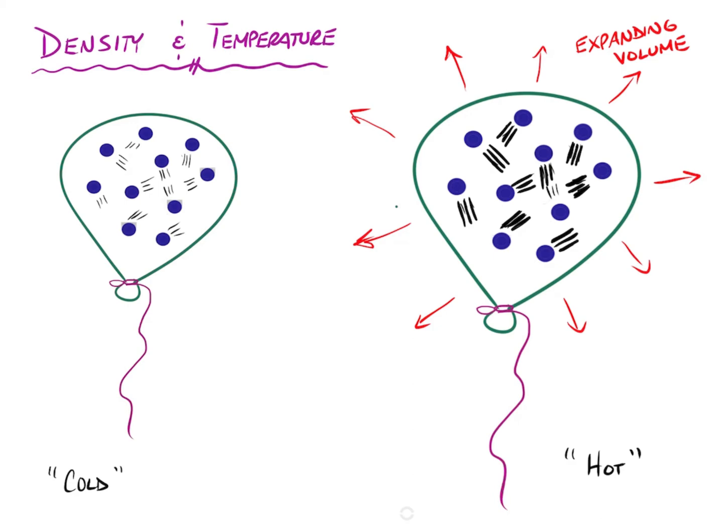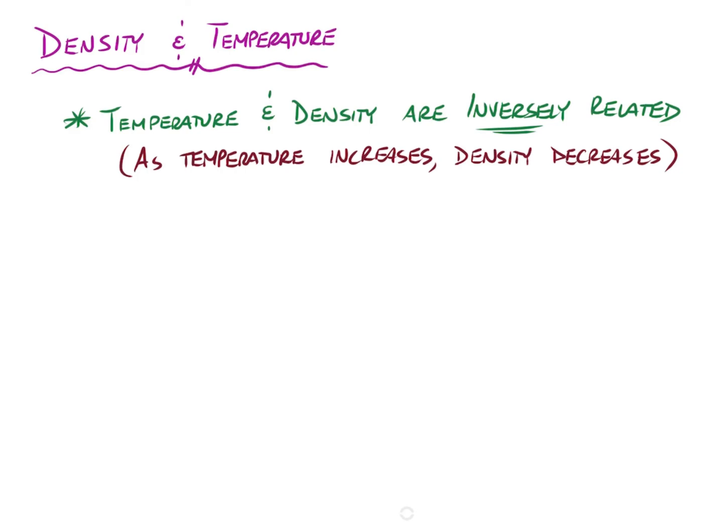So what we need to realize here is that temperature and density are inversely related. As temperature increases, the volume tends to expand because those molecules are moving faster and they're pushing out further on whatever their container is, and therefore the density decreases, because as you take this mass of air and it expands, the same mass of air takes up more volume.